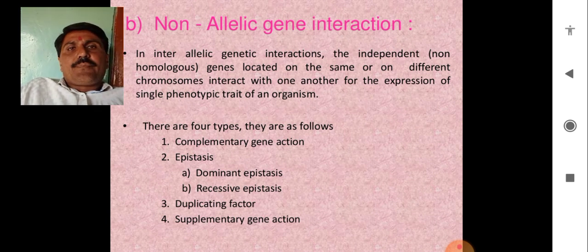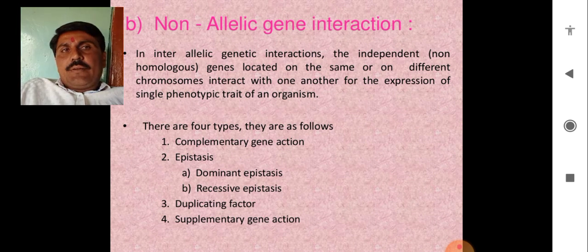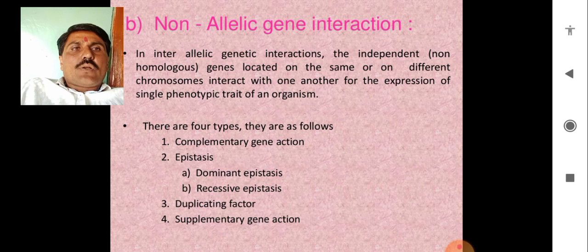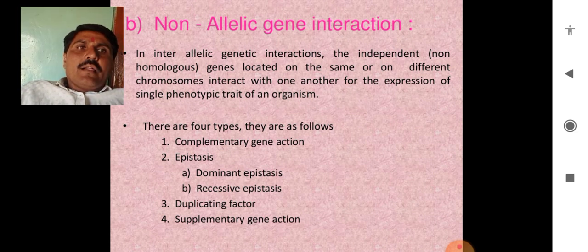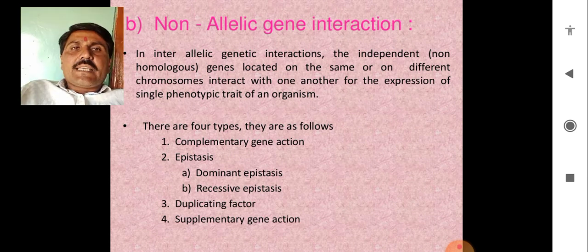Well, I repeat the phenomenon of the non-allelic gene interaction. The phenomenon is that independent genes, which are located on the same chromosome or on different chromosomes, interact with one another for the purpose of the expression of a single character of an organism.